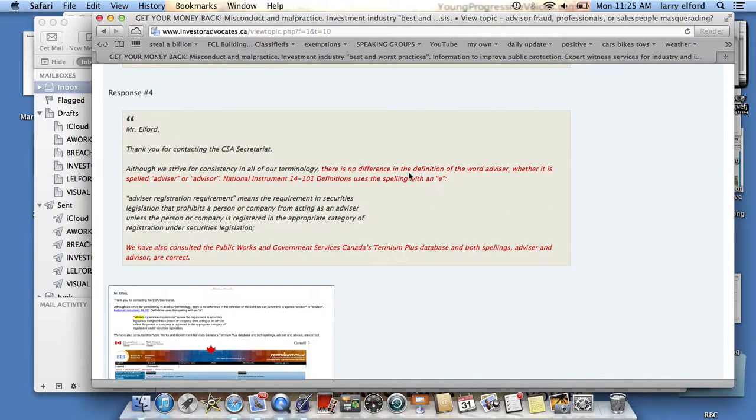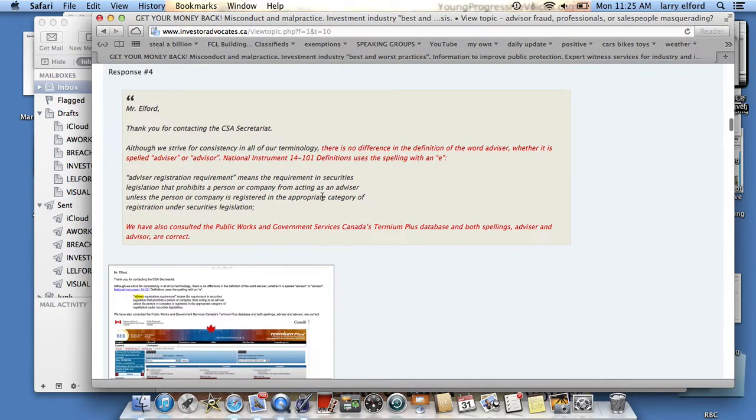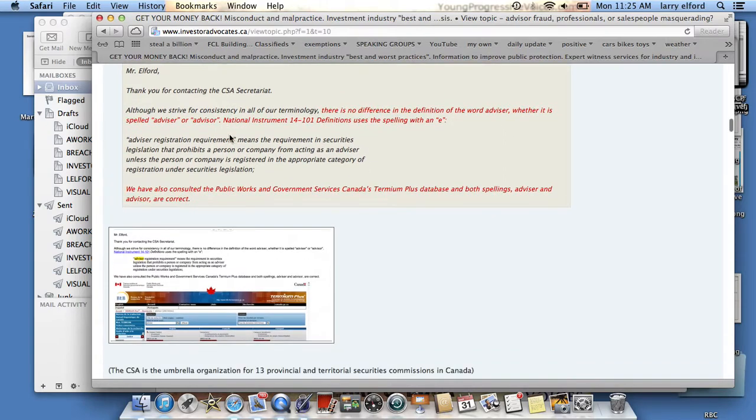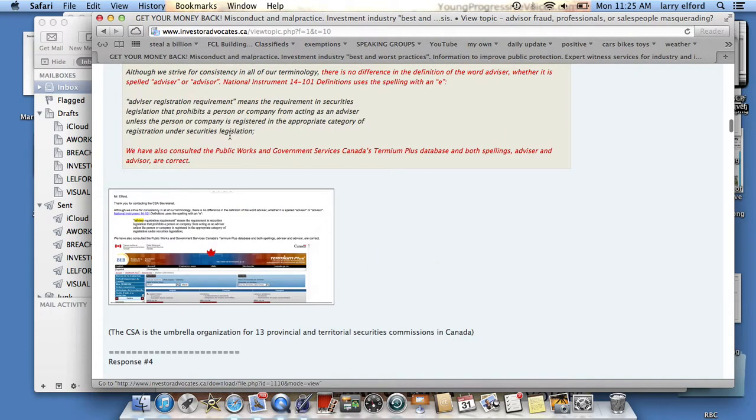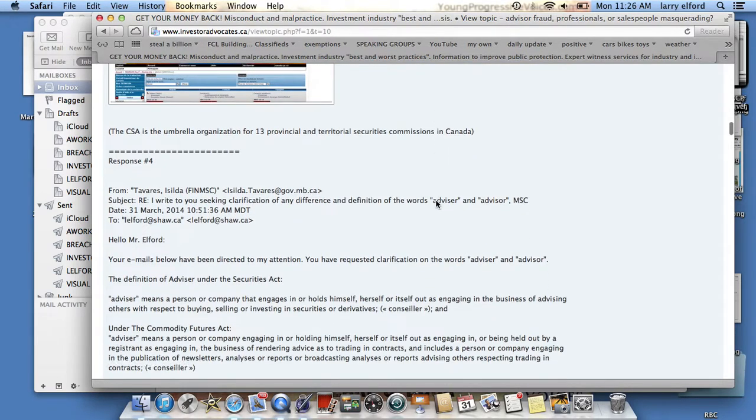CSA: there is no difference in the definition of the word advisor, whether it is spelled with an E or an O. That's National Instrument such and such, which uses the spelling with an E. This is from the Canadian Securities Administrators. They even went to a government website, Public Works, and both spellings are correct, according to the Canadian Securities Administrators.